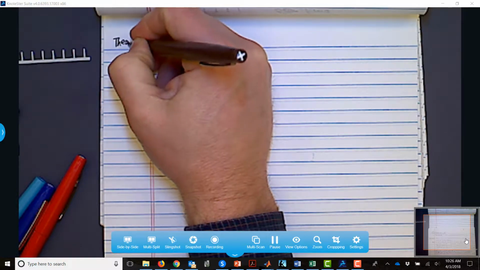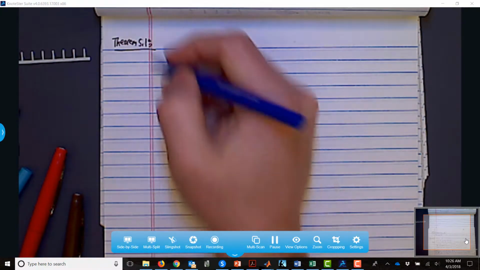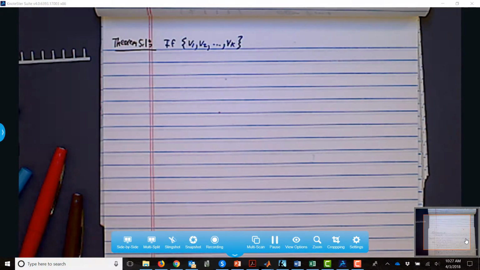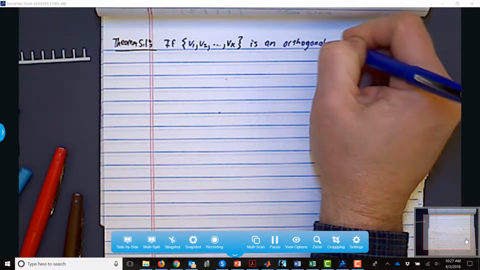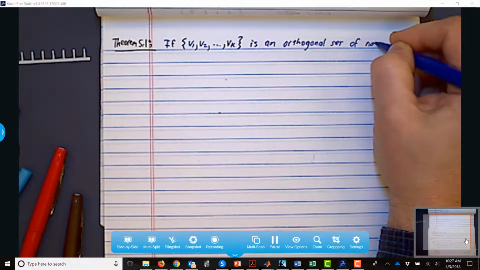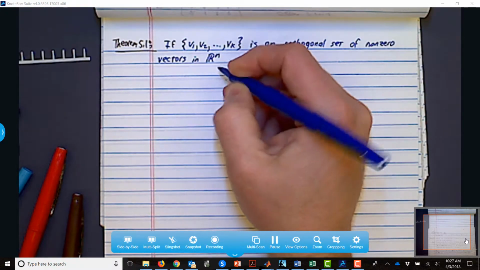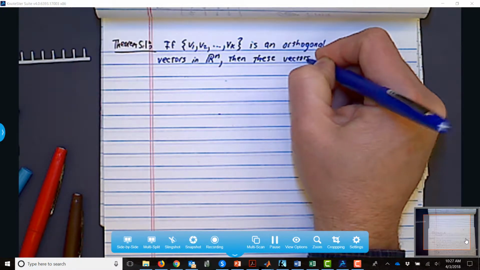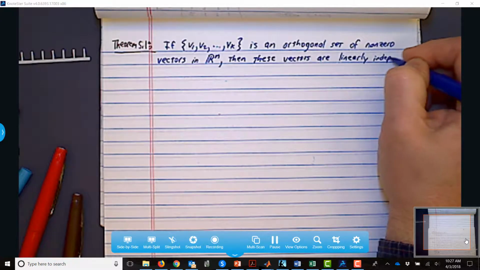Okay, so the first theorem you guys come across, theorem 5.1, says if you have a set V1, V2 up to Vk, if this is an orthogonal set of non-zero vectors in Rn, then these vectors are linearly independent.